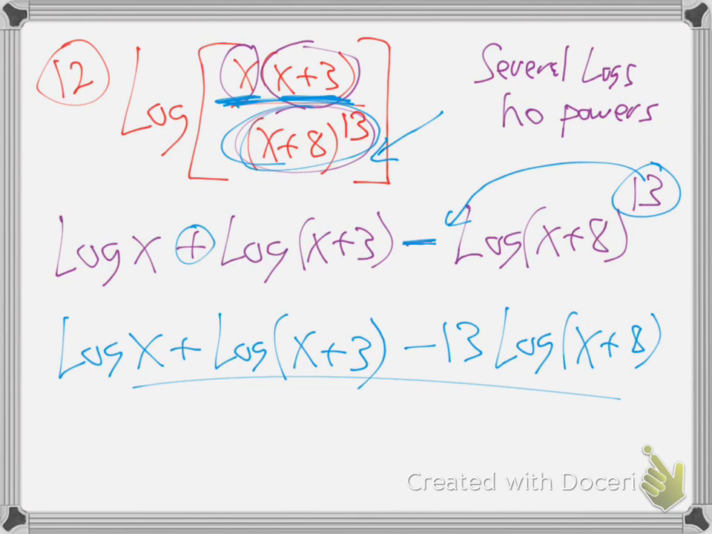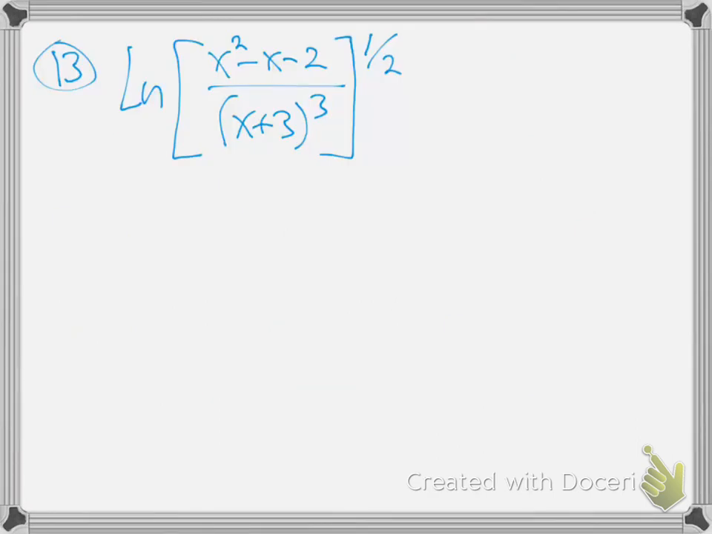And to be in the numerator means to be multiplied. And that'll help us with these properties. There we go. Okay, so same kind of thing. They want you to make it several logs, no power. Several logs, no powers. So what do we do with that half power?